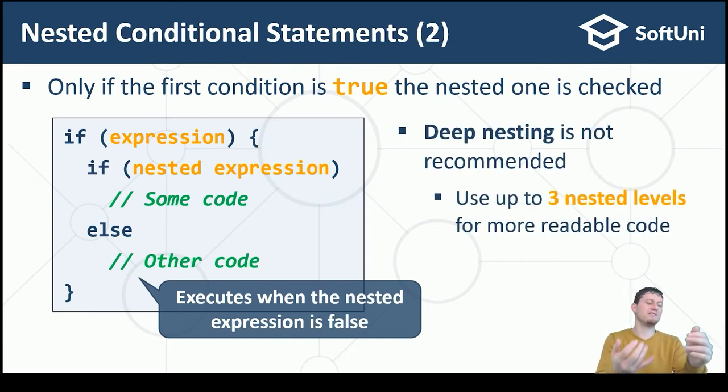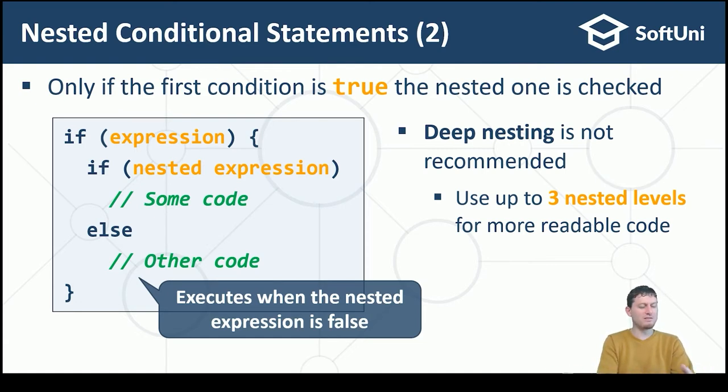So we can have an if, and inside it we can have another if-else, and inside it another if-else, but it's considered that up to three nested levels are okay. Otherwise the code becomes more unreadable and complex to be understood. So please avoid deep nesting. How to avoid deep nesting?